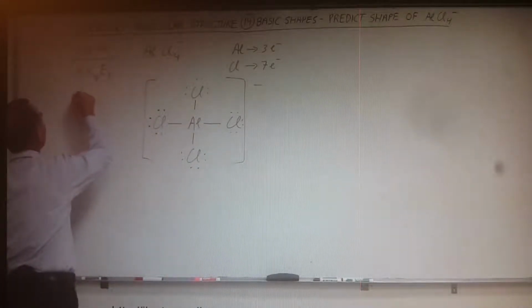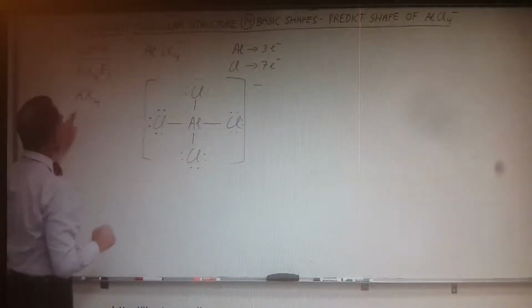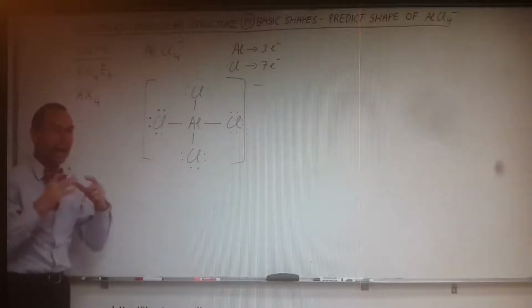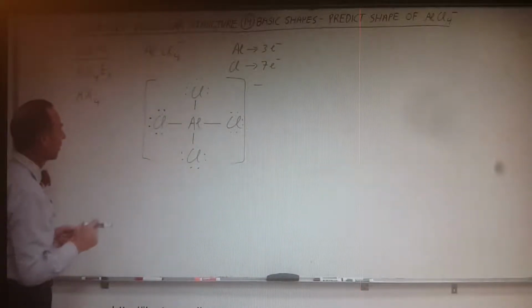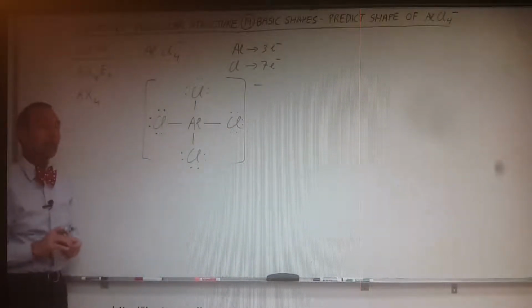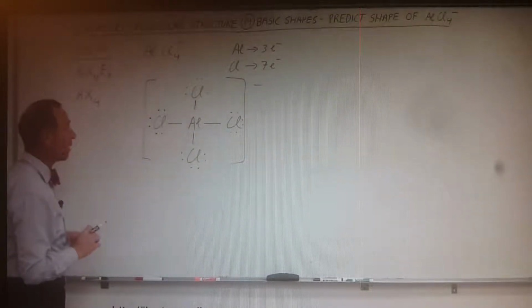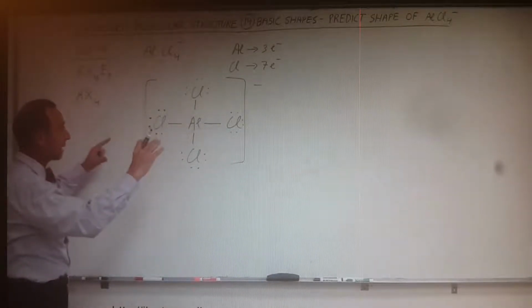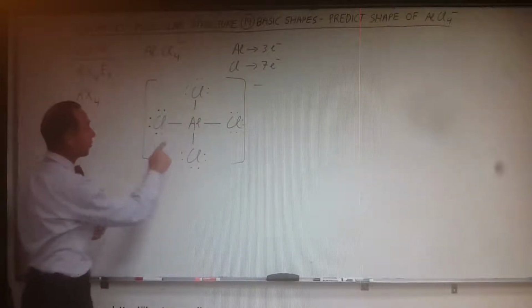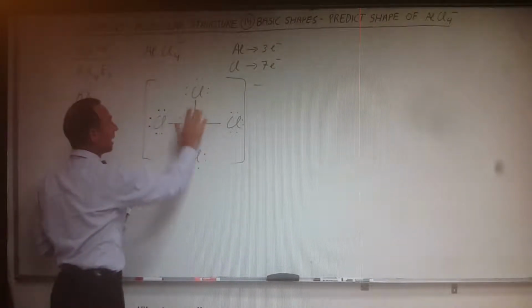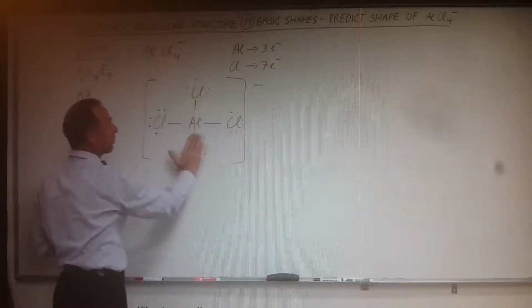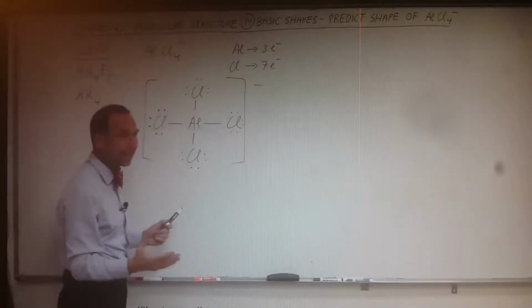So the VSEPR structure notation will look like that. 1 central atom and 4 atoms on the outside. So this looks like it's going to be a tetrahedron shape, aluminum in the middle, and the chlorine atoms want to be as far away from one another as possible. So the only way to accomplish that if the atoms were to form a plane, the angle between them would only be 90 degrees.